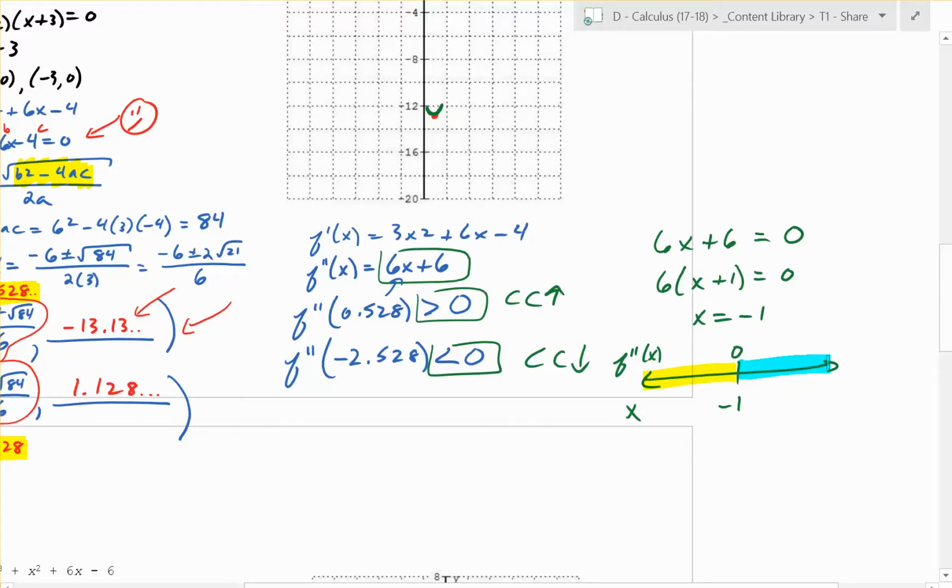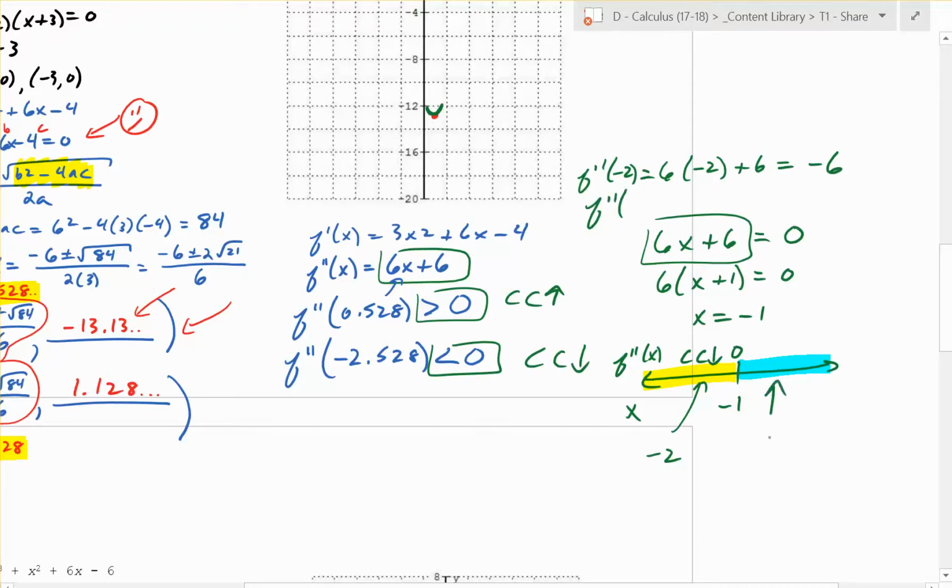So you plug in a number to the left of negative 1, let's say negative 2. Plug that in here, what do you get? 6 times negative 2 plus 6, so we're doing f double prime of negative 2, and that's going to be negative 6. So it's going to be concave down to the left of negative 1. And then what's f double prime to the right of negative 1? Say 0. So it's going to be 6 times 0 plus 6, which is 6. So it's going to be concave up.